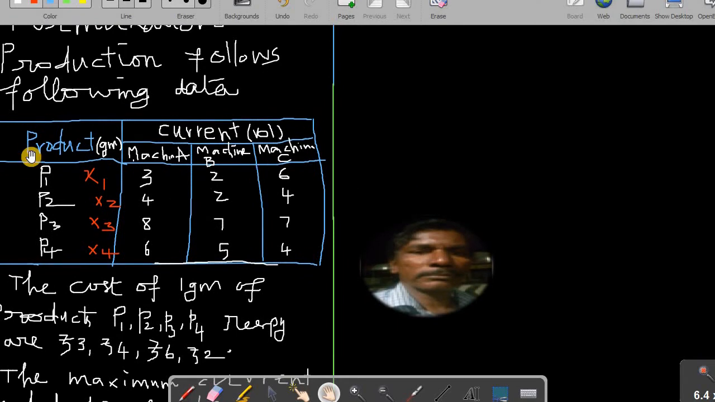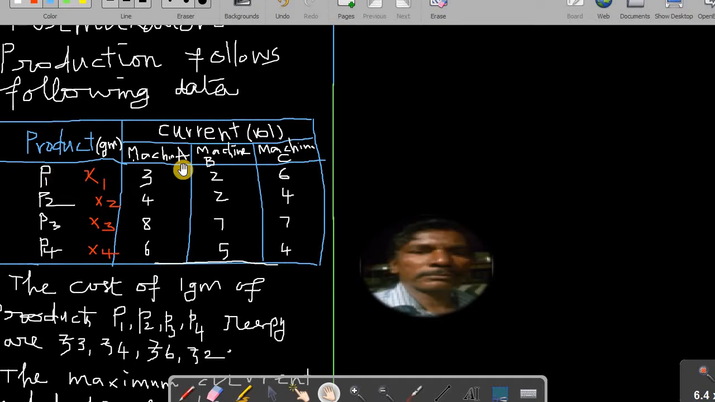Here, this is a factory situation where four types of products are produced in that particular factory. To make the four products, each product has to go through three machines called A, B, C, and it has to use current to make these machines.